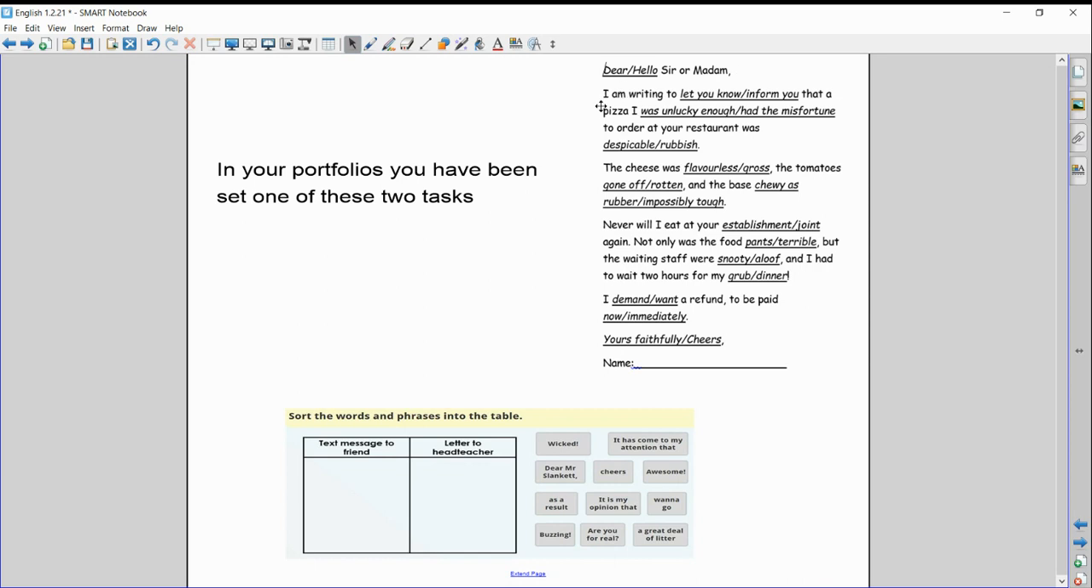So if you were writing an informal letter to a friend, would you say hello to them, or would you say dear sir or madam? If it was your mum or dad, would you say dear madam? You have a good think about that. Which of those phrases would make the letter informal? And if you can write that on your template, that'll be fantastic.